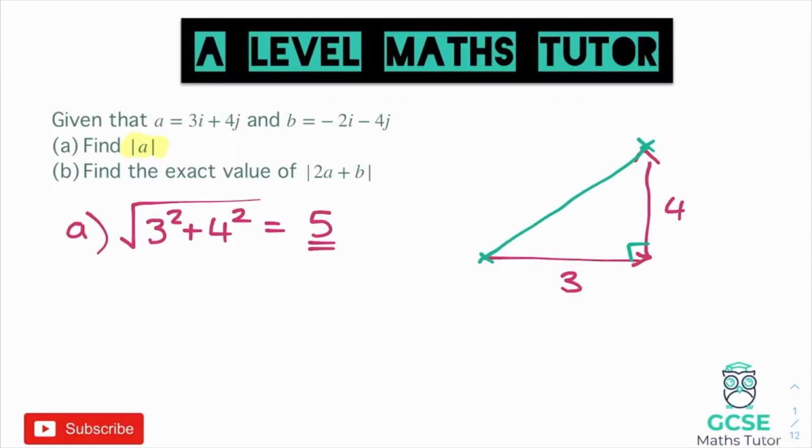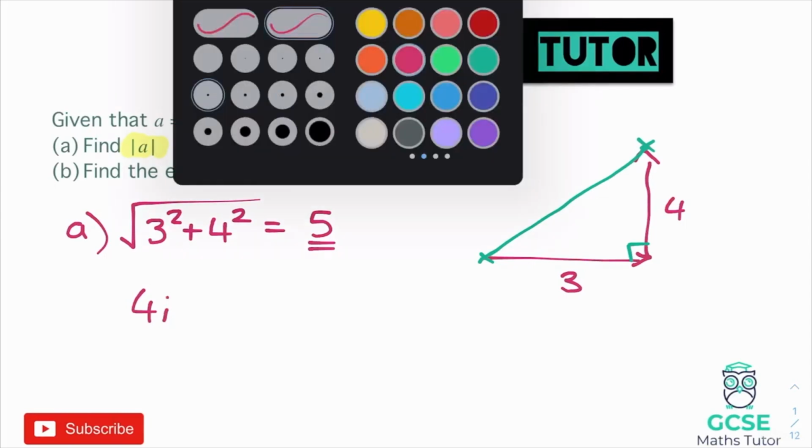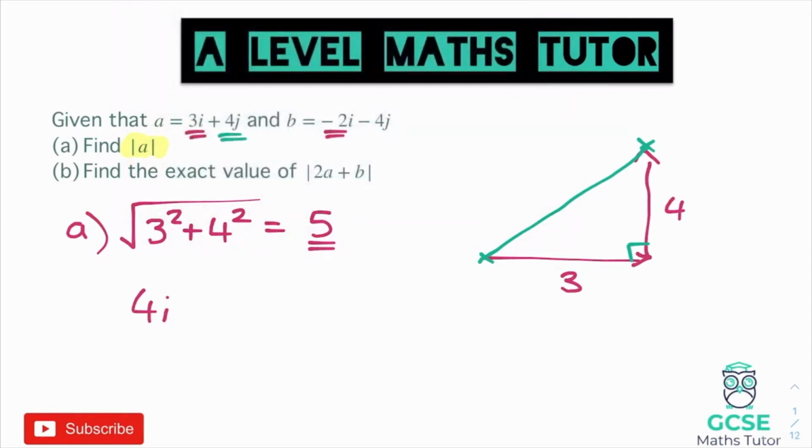So 2 lots of a, well if we deal with the i's to start with, we'll have 2 of these 3i's, that gives us 6i, and then we've got a b that we're going to add to that, and in that we've got negative 2i. So we've got 6i, take away 2i, and that's going to leave us with 4i, so that's going to go 4 across. Then we've got to do the j's, so if we do those separately, we've got 2 lots of the 4j, which is 8j, and then we're going to add to that the minus 4j over here, and that leaves us with 4j. So we have 4i plus 4j. So that is our vector 2a plus b.